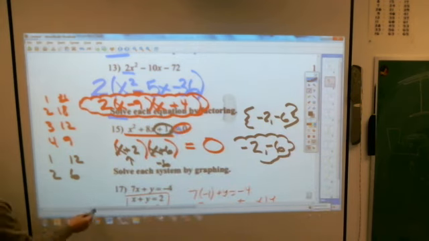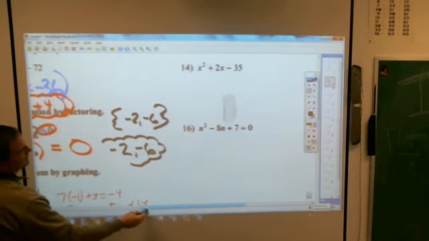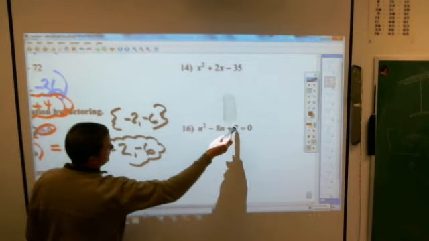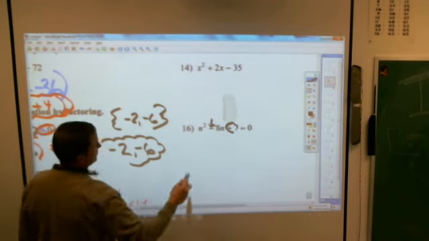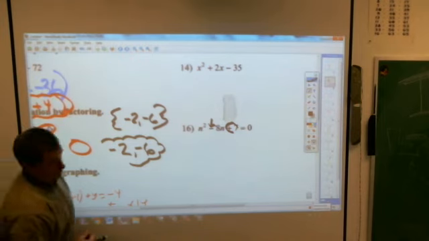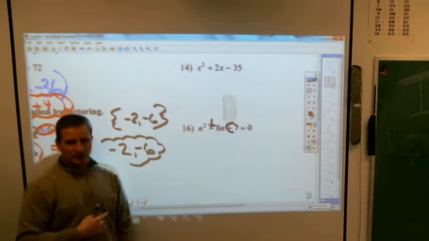I'm trying to see if there's anything. Nope. This one's kind of an interesting one, because the way to get a positive there and a negative there is for them both to be negative. Other ones? I'm stopping right there.